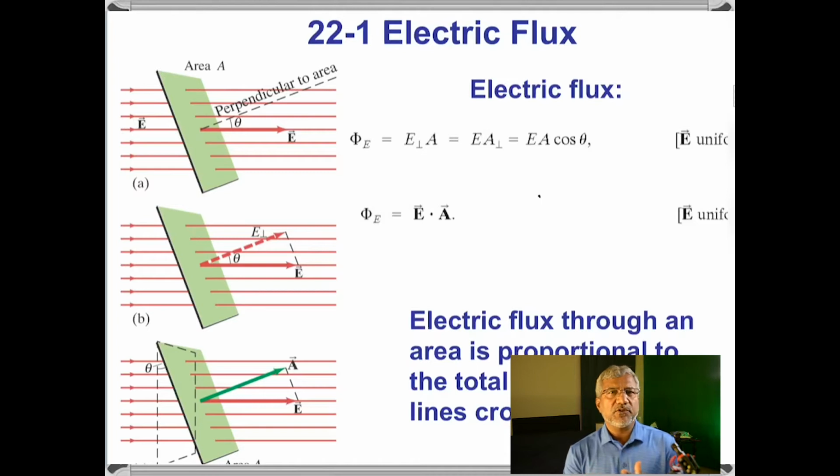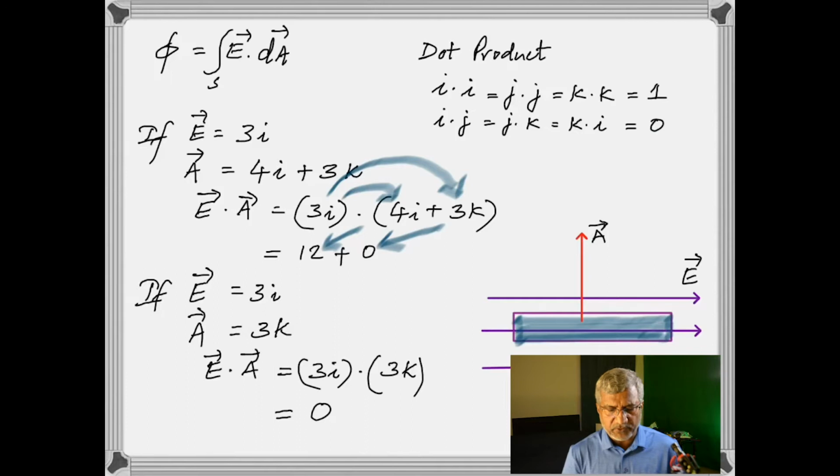Now let me just give you an idea of dot product, or kind of refresh your memory. There it is. So electric flux is the closed surface integral of the dot product of E and dA. And do remember that when you take the dot products, I dot I, or J dot J, or K dot K gives you 1, but I dot J, or J dot K, or K dot I gives you 0. Okay? I hope you know that.